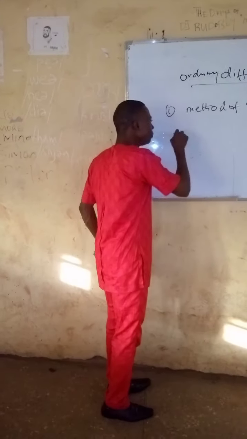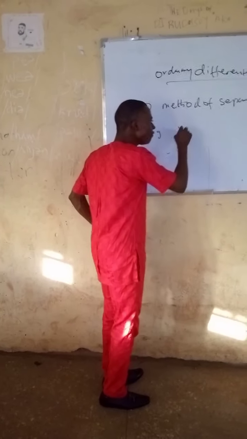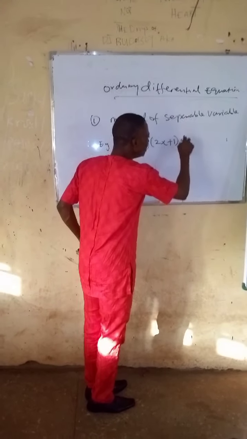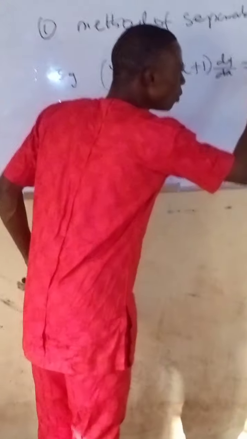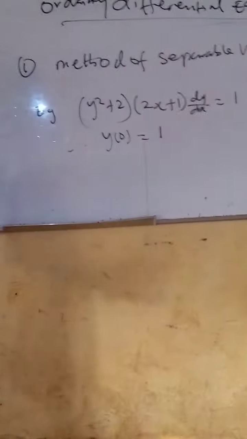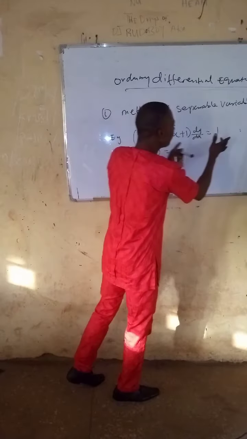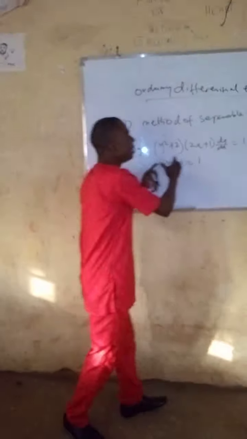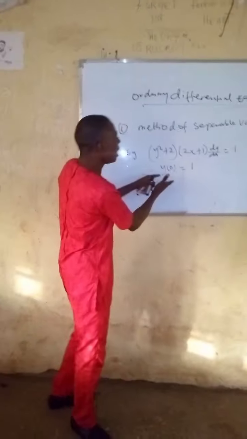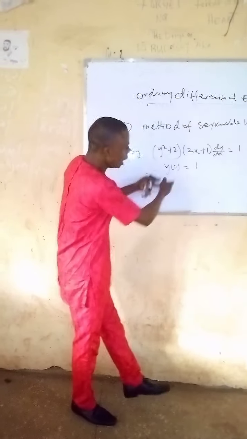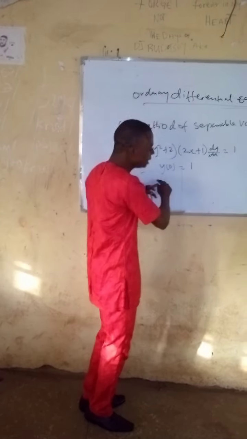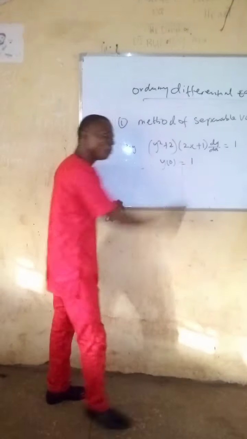Now we're looking at the first example of separable variable. Here we have (y squared plus 2) into (2x plus 1) dy/dx equal to 1, where y(0) equals 1. This is an example of a differential equation which is a separable variable. We are going to use the method of separable variable to solve this equation. Now we are given this initial condition here, that after you finish solving, you put in this initial value problem.